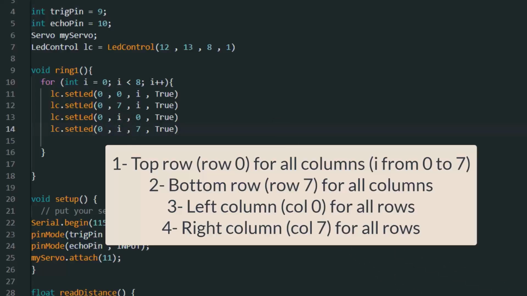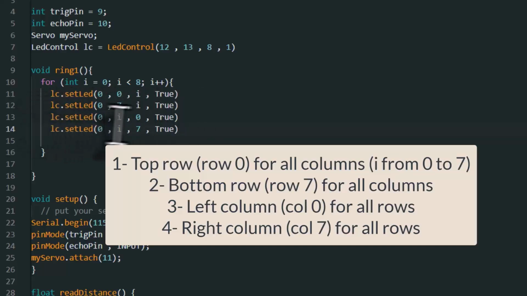So this creates a square border. The loops ensure that each edge is lit. So what did we do here again? One more time, guys. These 4 lines: from the top, the top means row number 0 for all columns, i from 0 to 7, with this for loop that we said here. And the second line is the bottom row. It means row number 7 for all columns.